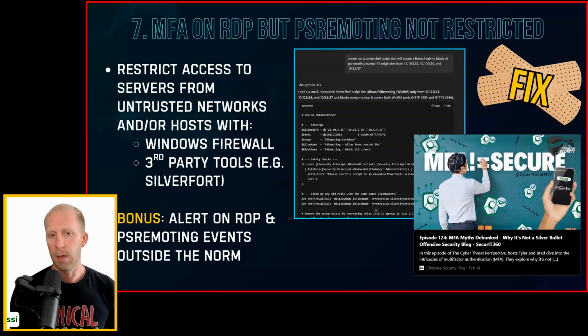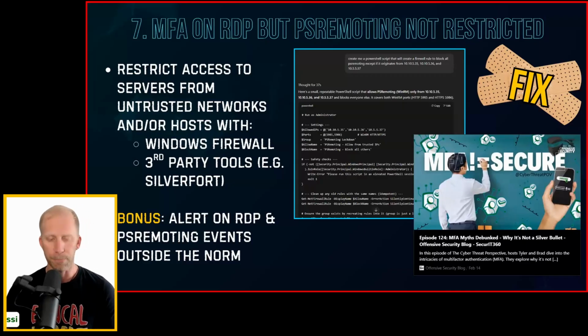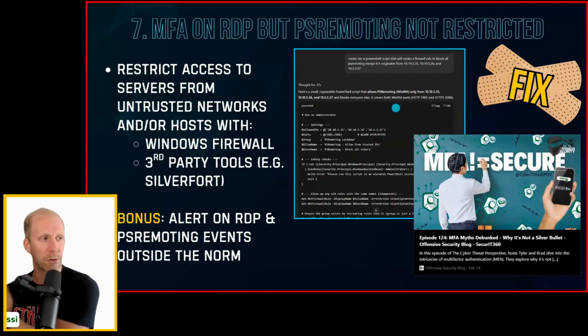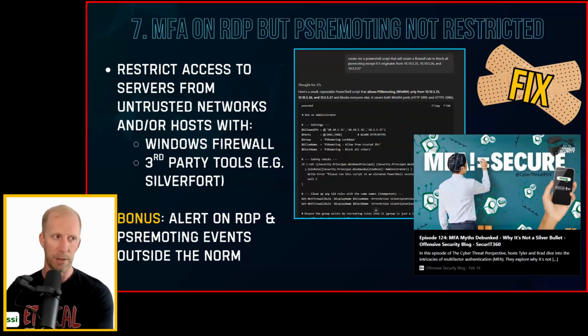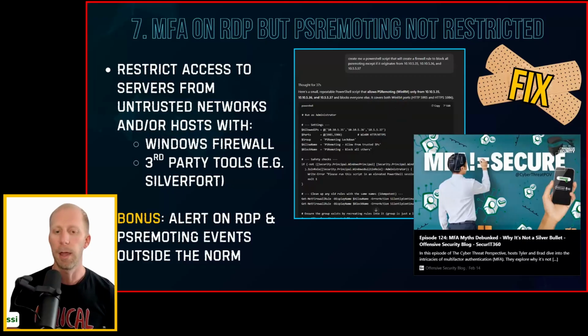The other takeaway for this is restrict these protocols, lock down PS remoting, lock down SMB, and you can use the Windows firewall with group policy. So again, I use ChatGPT. I'm like, hey, create a PowerShell script that will create a firewall rule to block PS remoting, except if it originates from these IPs. And there you go.